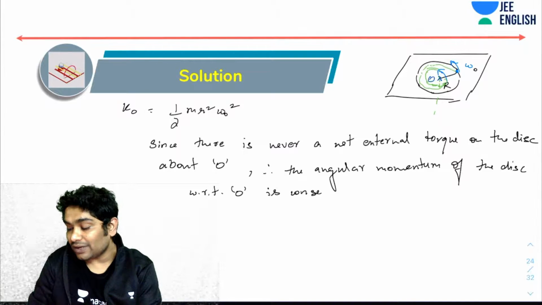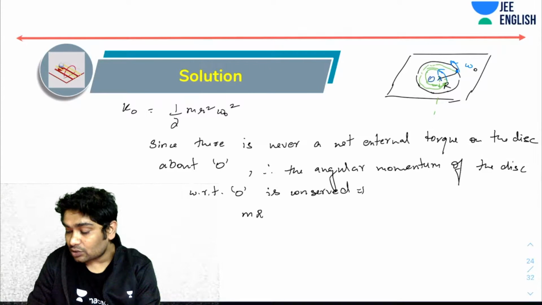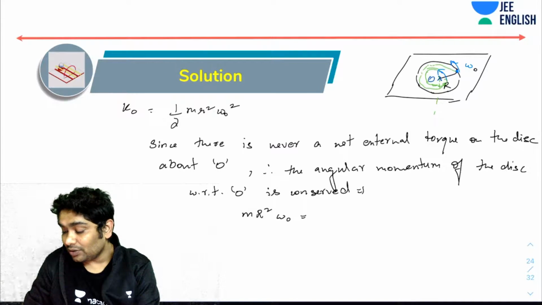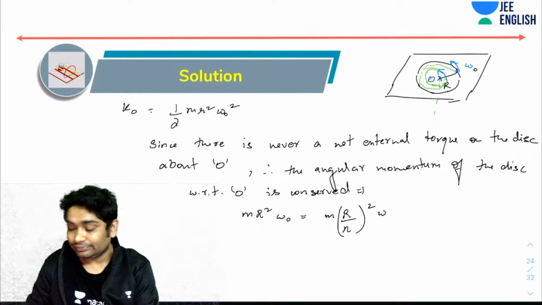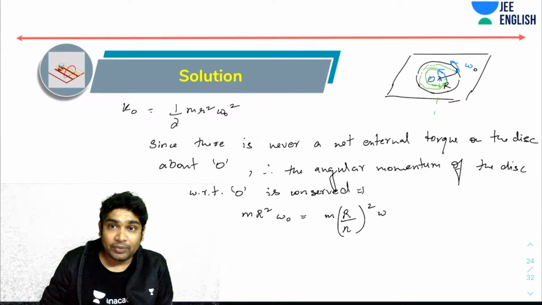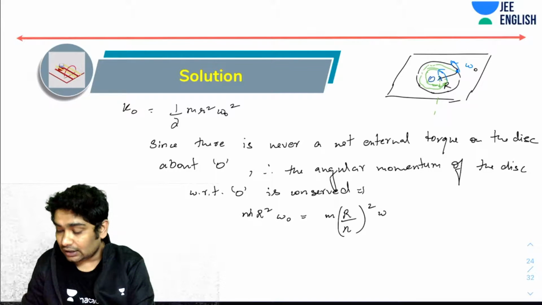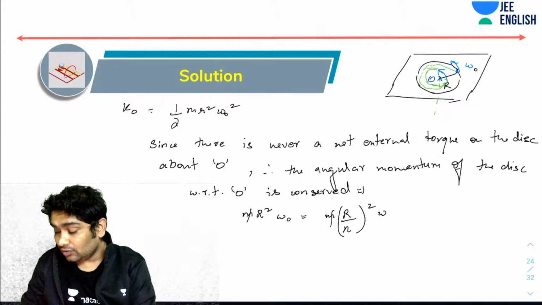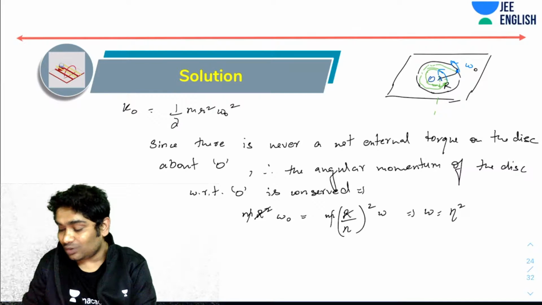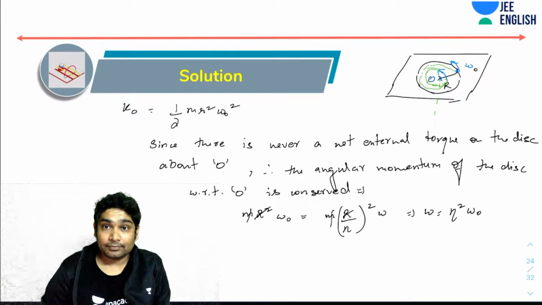So can I say I1 omega 1 would be equal to I2 omega 2? What is I1? I1 was m r square into omega naught. This should be equal to m times r by eta whole square times omega. Because the final moment of inertia about O would be, it is always m r square, right? So from here, this and this get cancelled. What I realize is omega is nothing but eta square times omega naught. I hope you guys followed that.